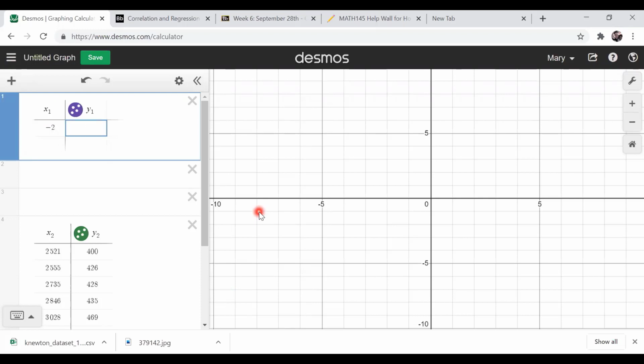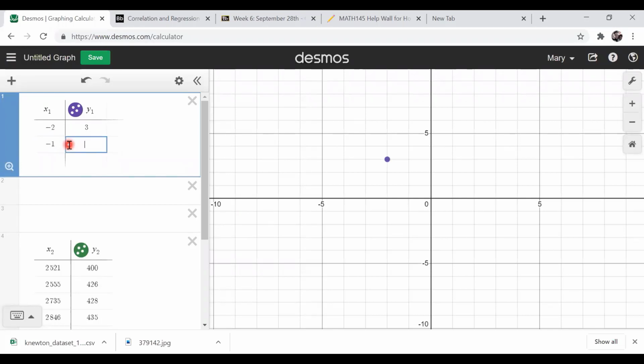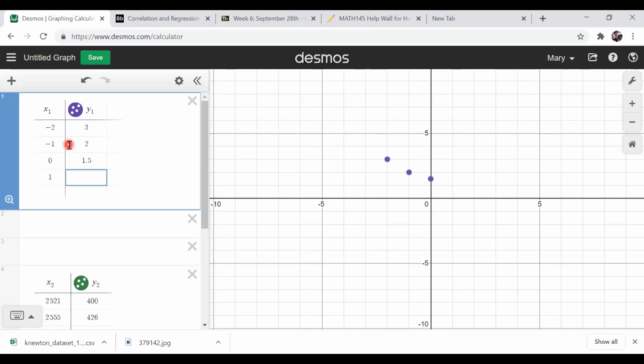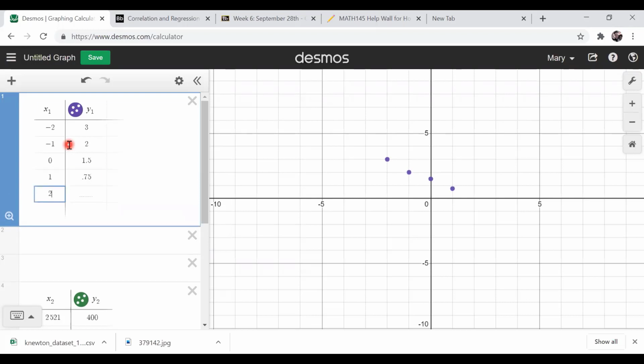-2 and 3. The point -1 and 2, the point 0 and 1.5, the point 1 and 0.75, 2, and we'll just say 0. Okay, so here we have a scatter plot. It looks linear. It looks like the R is going to be strong in the negative direction.